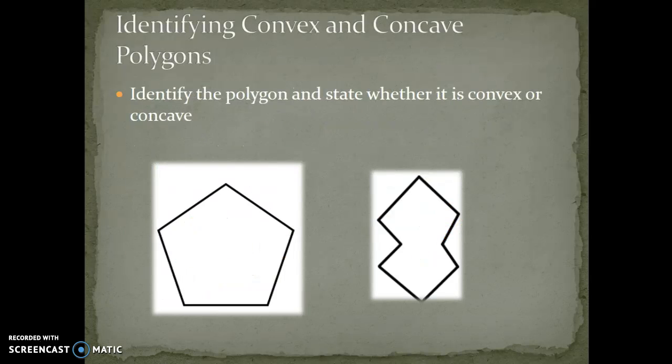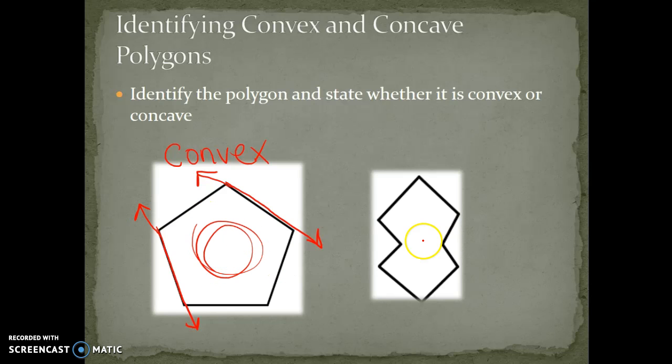Okay, so here, this first one here would be a convex. No matter where I draw a line to extend the side of this polygon, it's never going to pass through the inside. So again, if I look at the side, if I extend the length, it's never going to pass through the inside of the polygon. Whereas here, if I chose any of these sides, we can see that it's going to pass through the inside, so that would make this a concave polygon.